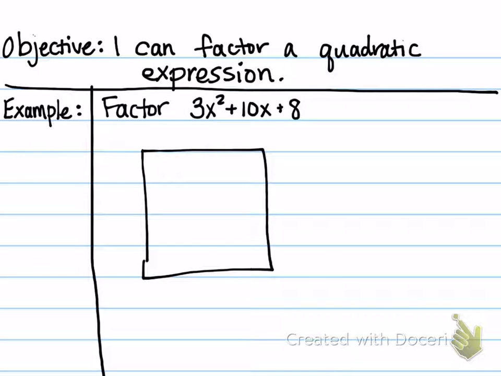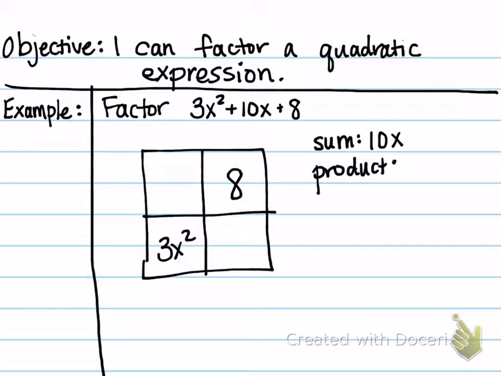So draw that generic rectangle, and we're going to fill in our constant and our x squared. So we're going to start by putting 3x squared down here on the bottom left from up here, and we're going to put 8 up on the top right from right there. Okay? I'm immediately going to figure out what it is that I need to fill in these two boxes. So I know that the sum has to be 10x. Whatever that middle x term is what these two boxes have to add up to, and the product is the same as this. So 3x squared times 8 is 24x squared. So that's what I know.